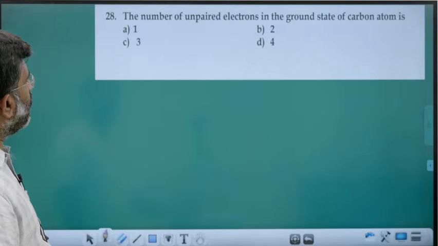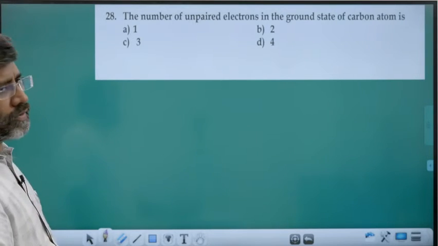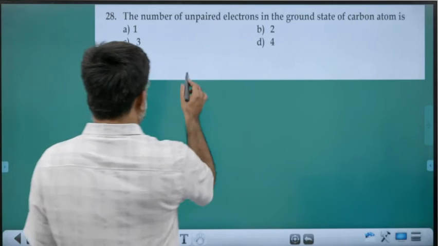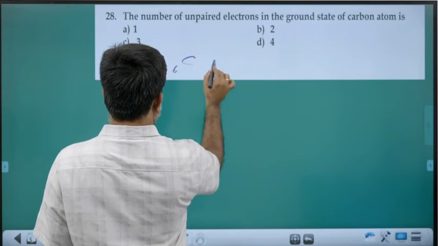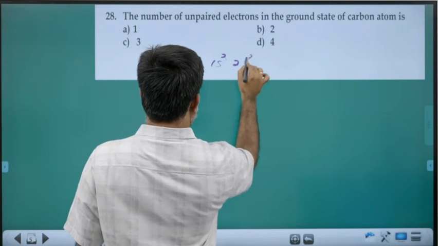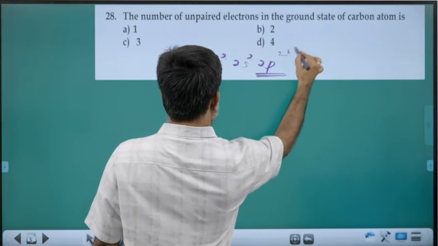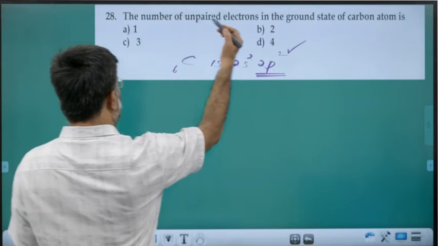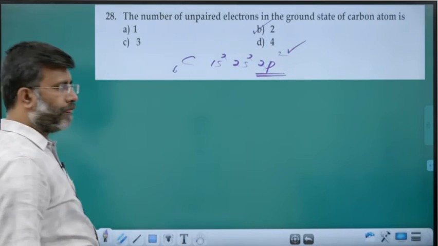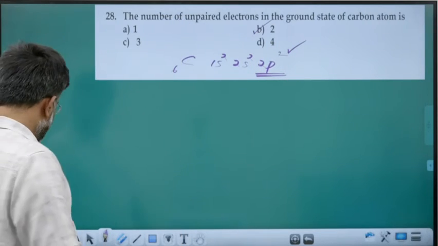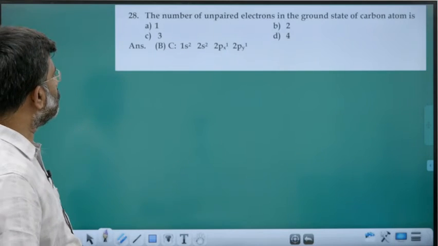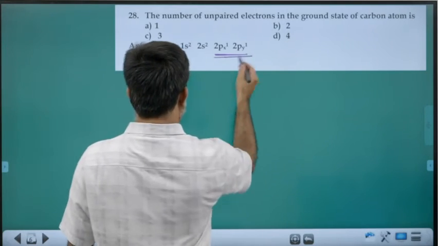Number of unpaired electrons in the ground state of a carbon atom. Carbon atom, atomic number 6, is 1s2, 2s2, 2p2. Number of unpaired electrons in the p orbital: 2 unpaired electrons. Option B. These are the 2 unpaired electrons. Next.